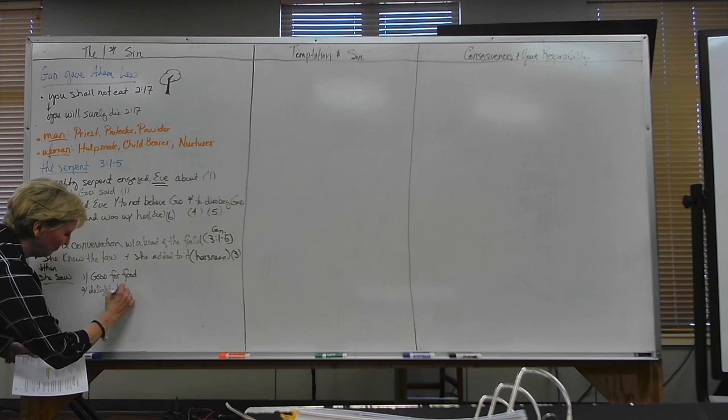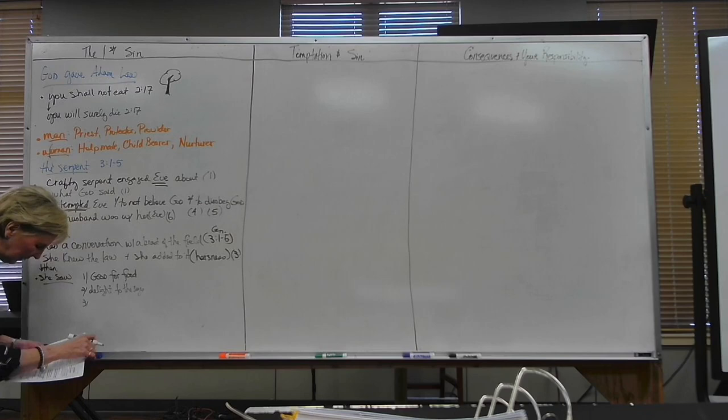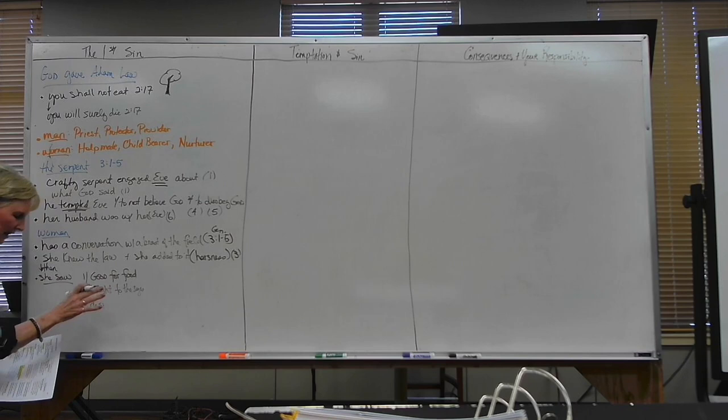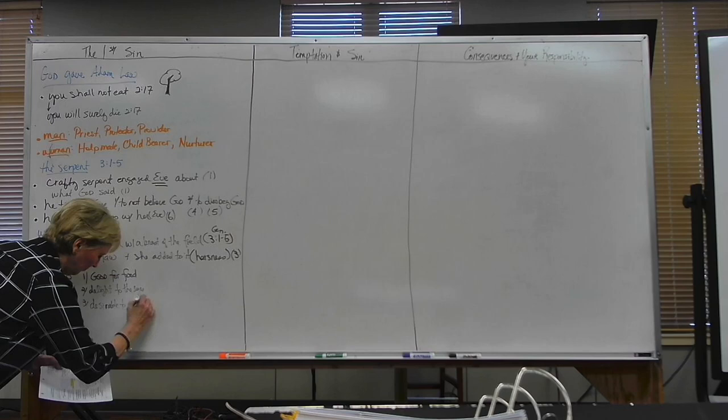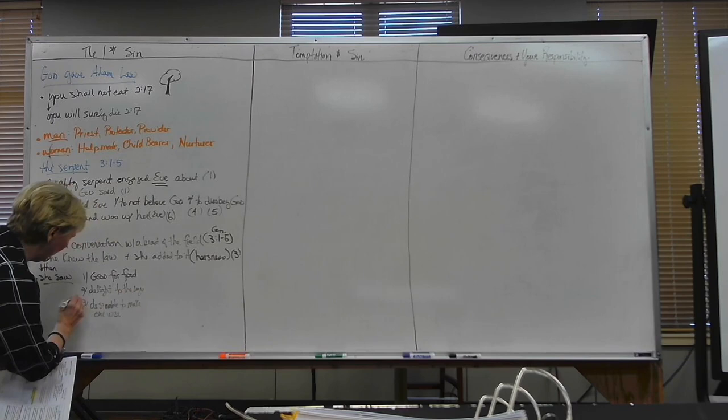No, she's really, but apparently she's looking at it through a little different eye at this moment, right? She's saying it's good for food, it's a delight to the eye, and it's desirable to make one wise, right? Okay, so that's all in verse 6 of Genesis.